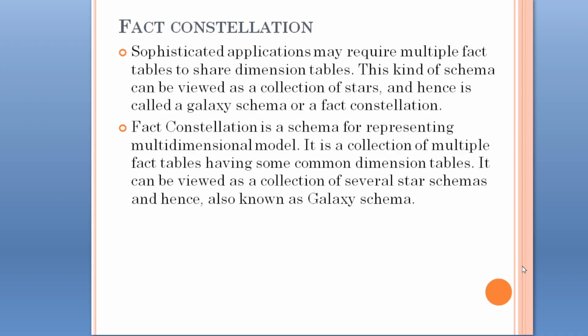The next model is fact constellation. Sophisticated applications may require multiple fact tables to share dimension tables. This kind of schema can be viewed as a collection of stars and hence is called a galaxy schema or a fact constellation. Fact constellation is a schema for representing a multidimensional model. It is a collection of multiple fact tables having some common dimension tables. It can be viewed as a collection of several star schemas and hence is also known as a galaxy schema.